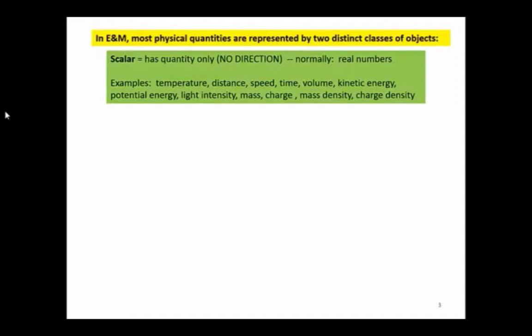So it includes temperature, for example, light intensities, the mass of an object, charge, and densities of these two quantities are also scalars. One way to think of it is if you take the mass, which is a scalar, divided by volume, you're dividing one by the other, two scalars, that gives you a scalar.